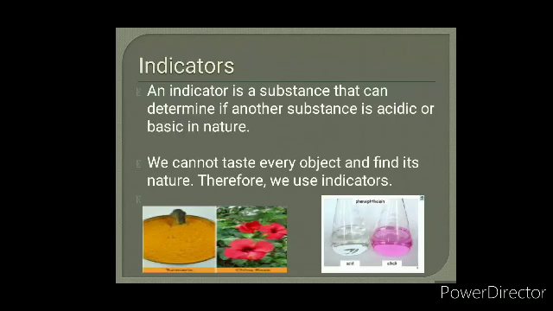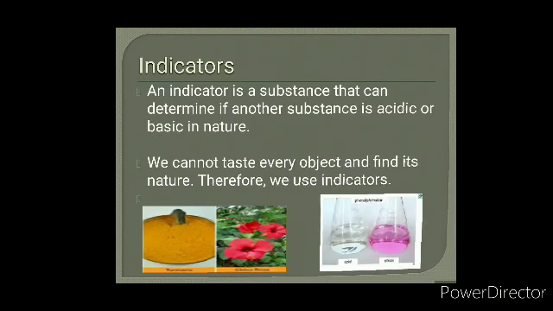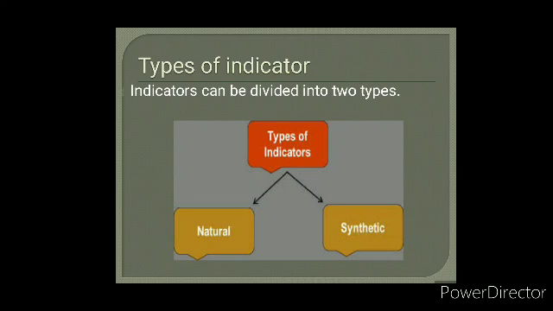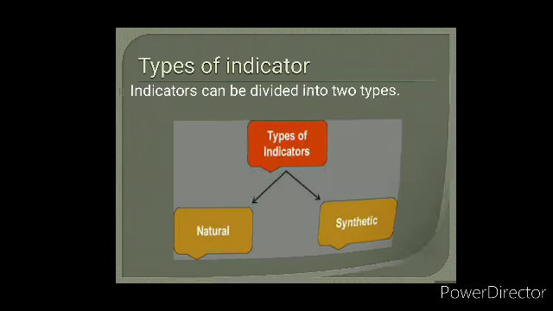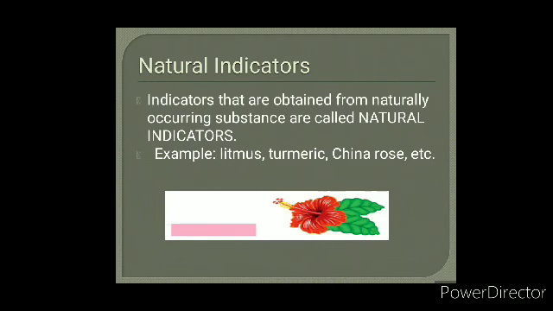Broadly, indicators are classified into two categories. One is natural indicators, the other is synthetic indicators. We will discuss them one by one. First, we will discuss natural indicators. Indicators that are obtained from naturally occurring substances are called natural indicators. Example, litmus. Litmus is extracted from lichen, turmeric, China rose, etc.